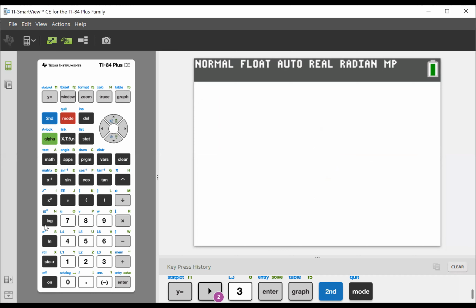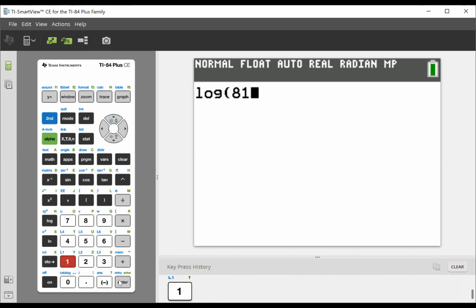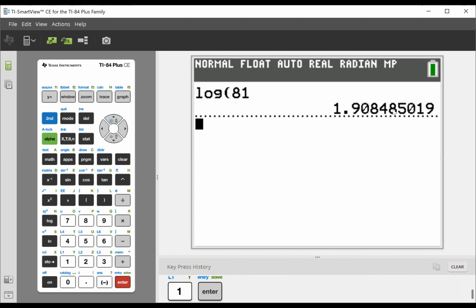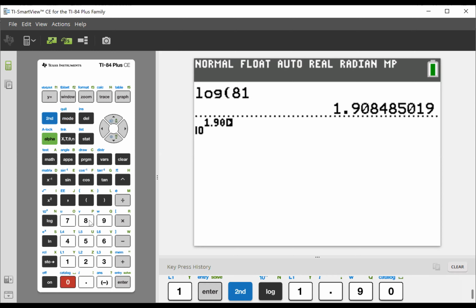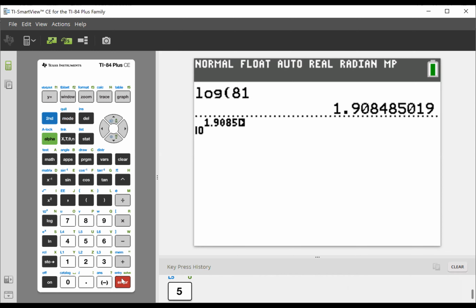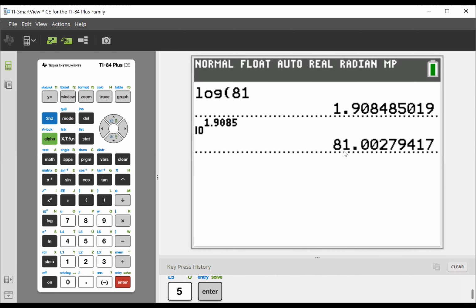So now, if I have log of 81, this is the answer right here. And if I use 10 to the power of this, maybe let me round it to 4 decimal places, 1.9085, then you will see that we get 81 back.